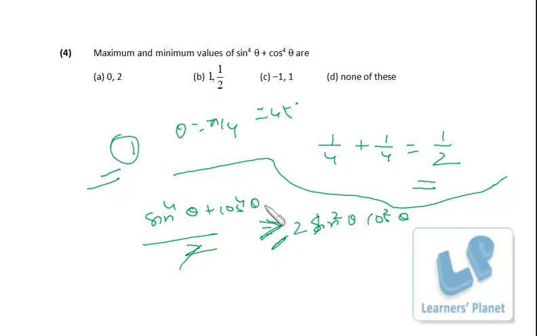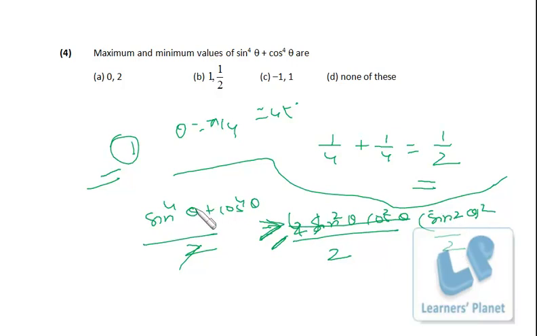So sin^4 theta plus cos^4 theta should be greater than or equal to 2 sin^2 theta cos^2 theta. Once again, sin 2 theta is 2 sin theta cos theta, so I make this as 4 and divided by 2. So that is nothing but (sin 2 theta) whole square by 2. Okay, so sin^4 theta plus cos^4 theta is greater than or equal to (sin 2 theta)^2 by 2. So maximum value of sin 2 theta will be 1. So 1 square by 2, that is 1 by 2.